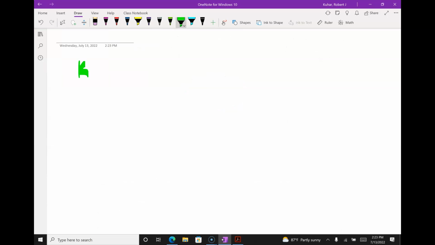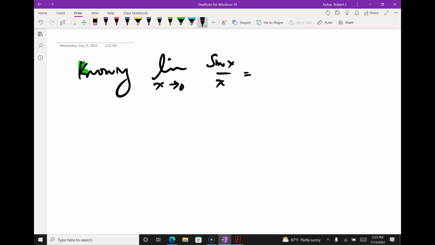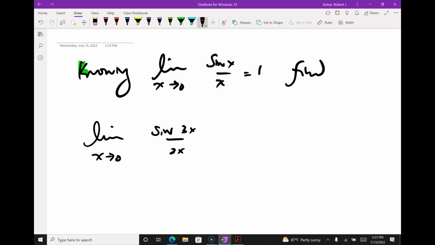So knowing the limit as x goes to 0 of sine of x over x equals 1, find the limit as x goes to 0 of sine of 3x over 2x using a trig identity.